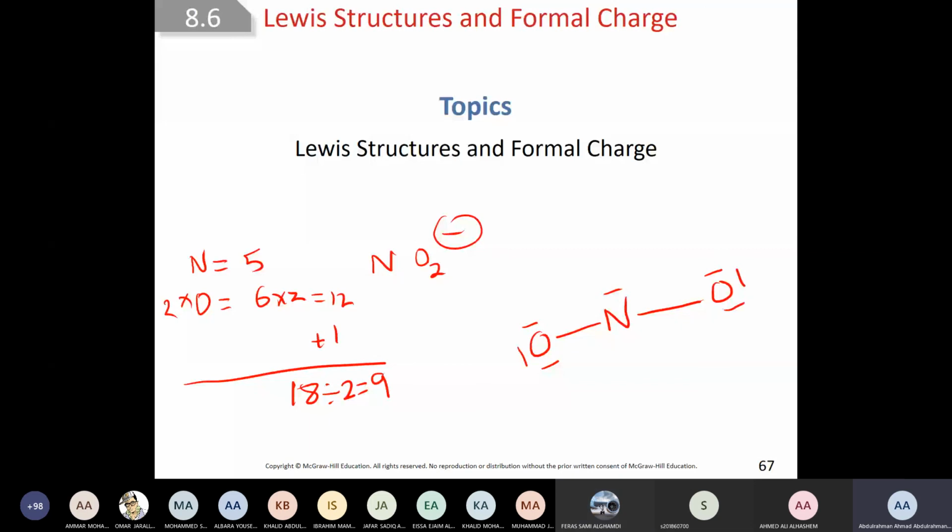As I said, the last thing is I will take this pair and put it here. Now everything is 8. That's the Lewis structure. You have to know how to draw the Lewis structure in a very nice way. Okay, with this I will stop here.